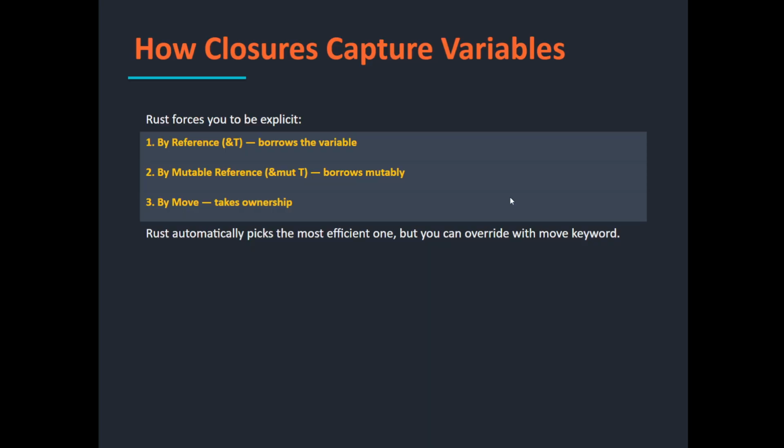Let's move to a bit more. How a closure captures variables. Here Rust is different from JavaScript, Python or C++, where a closure captures a variable from its scope. Rust asks: how does it capture it? There are three ways, and Rust automatically picks the most efficient one, but you can also control it. The three capture methods are by reference, by mutable reference, and by move. Let's see each of them in action.